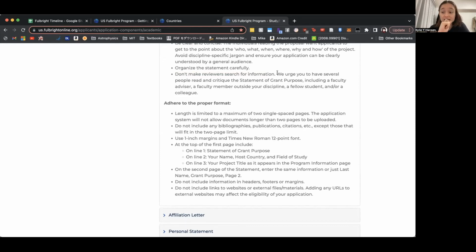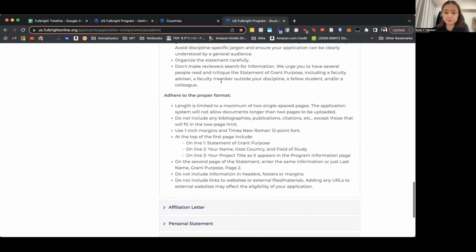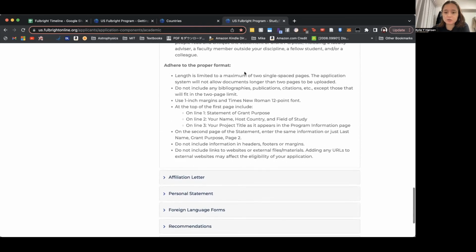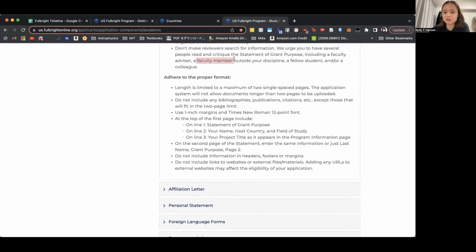If it doesn't, I would seek out some professors who had potentially done Fulbright in the past and ask them to look over your application for you. It's very useful for them to critique it. So if you can do that, I think that would be a good thing to do. Obviously, if you can't have a faculty member, a fellow student also works.